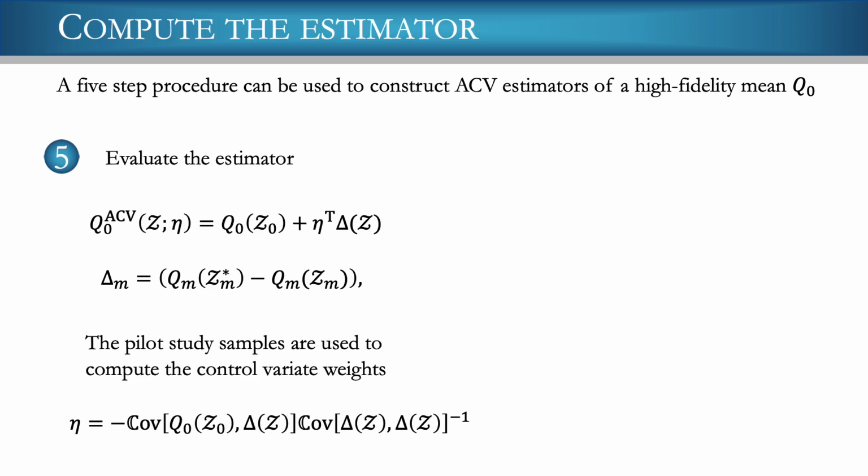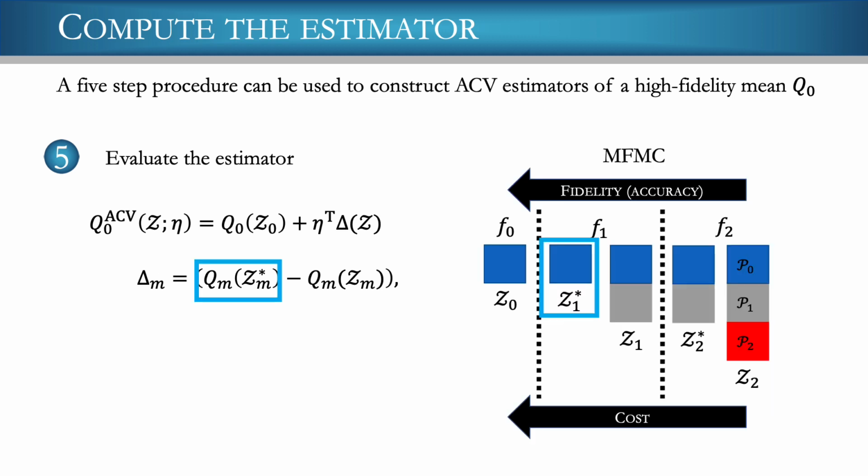Finally, step 5 uses the model values we generated to estimate the mean of the high-fidelity model by constructing the estimator shown on this slide. First, the pilot study evaluations are used to compute the control-variate weights, the optimal partition sizes. Then we separate the evaluations of each model and use them to evaluate the 2 different estimators of each term in delta. For example, the light blue box surrounds the independent partition and associated model values used to evaluate Q1 Z1 star, and the green box surrounds independent partitions and associated values used to evaluate Q1Z1.